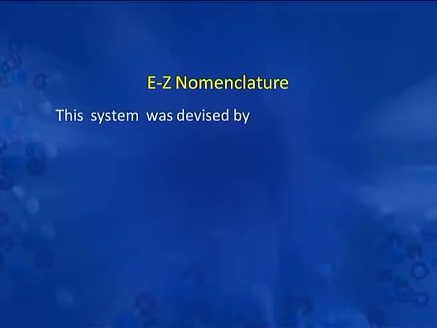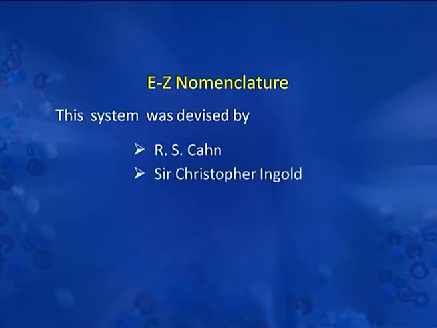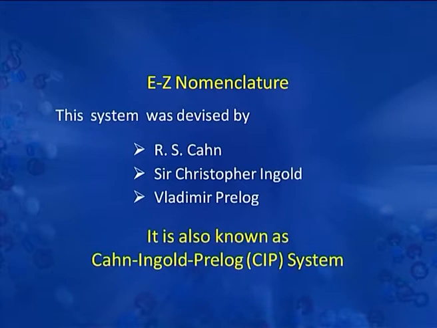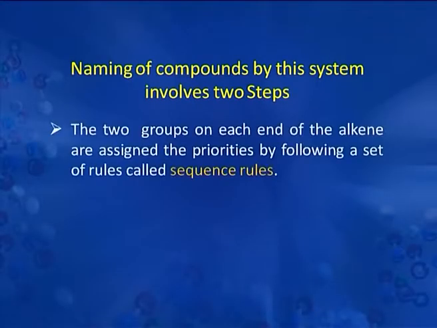This system was given by three scientists, R.S. Cahn, Sir Christopher Ingold, and Vladimir Prelog. This system is also known as the Cahn, Ingold, Prelog or CIP system for configurational nomenclature. In this system there are two steps. The first step is that the two groups on each of the carbons under consideration for geometrical isomerism are assigned certain priorities, and these priorities are based on certain rules which are called sequence rules.